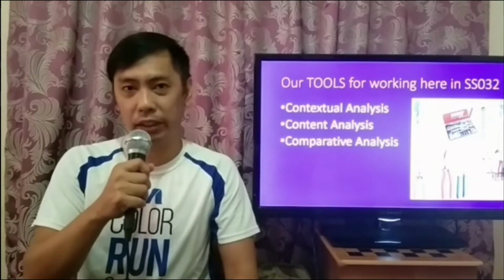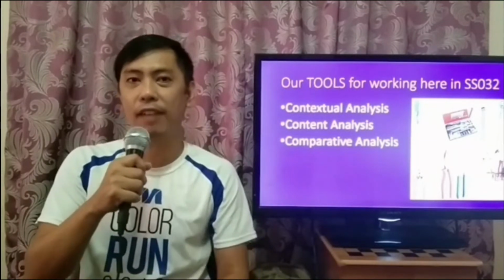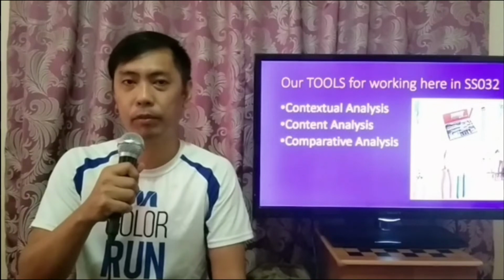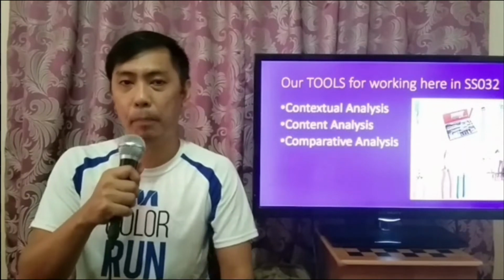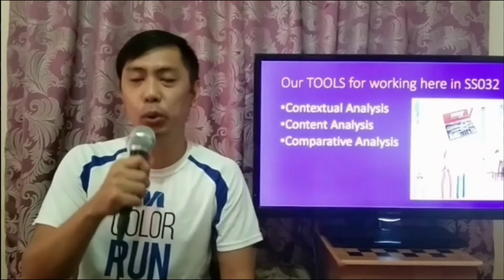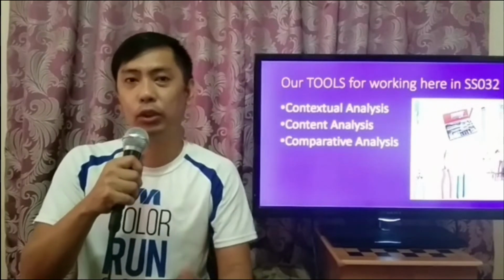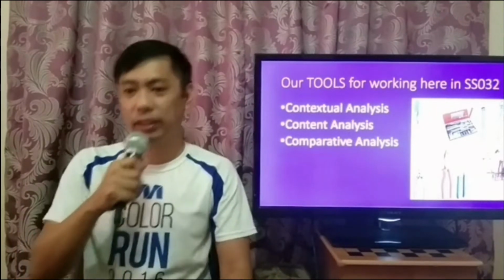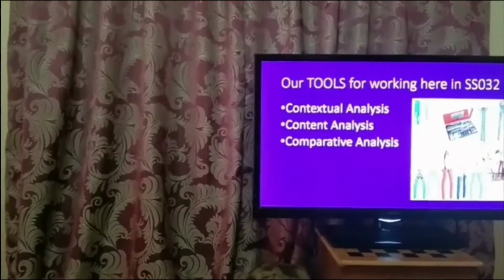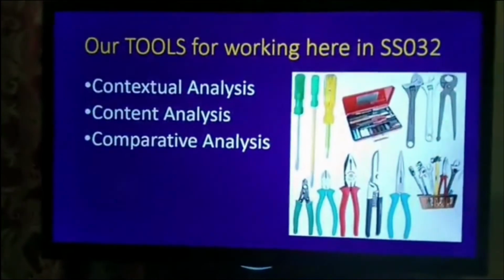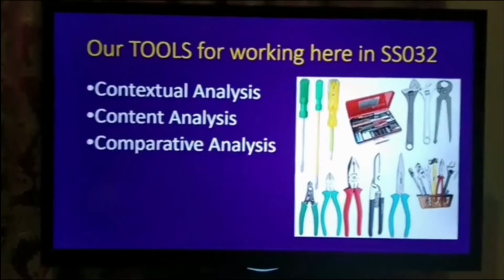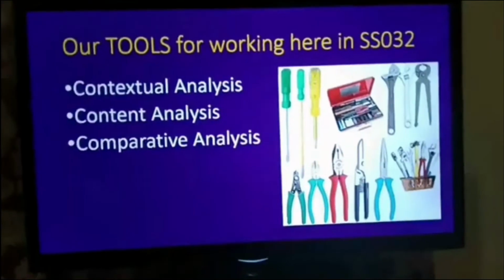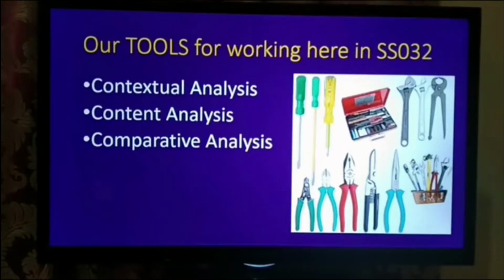They are like tools. So if you're a carpenter, you would have a hammer and a saw, okay, screwdriver probably, and if you are a baker, you would have your own tools also. Now, how about historians? These are the tools of the historian. Okay, so let's go now and focus on them one by one. Alright, the tools for working here in SS32.